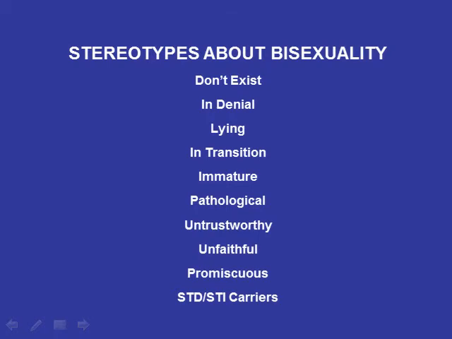So now let's talk about some stereotypes about bisexuality. First, let's note that there's a parallel between social attitudes toward bisexuality and the concepts historically in psychology about bisexuality. Let's look at them one by one. The first one is bisexuals don't exist. And then, bisexuals are pathological and immature. They're in transition. They're in denial. They're lying. They're untrustworthy, unfaithful, promiscuous, and they're carriers of STDs and STIs.